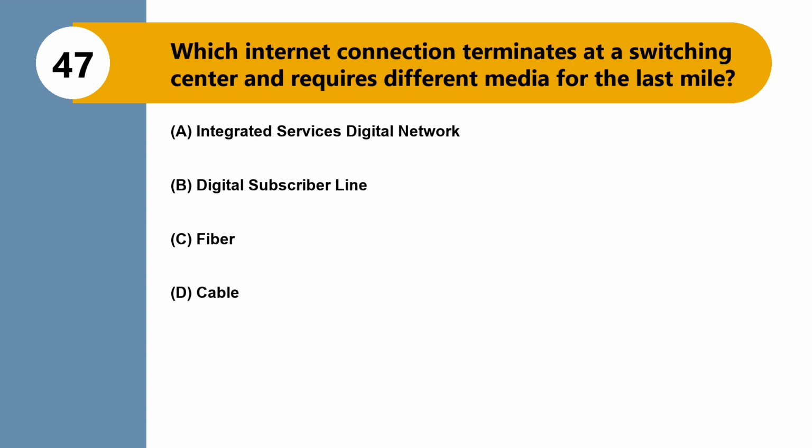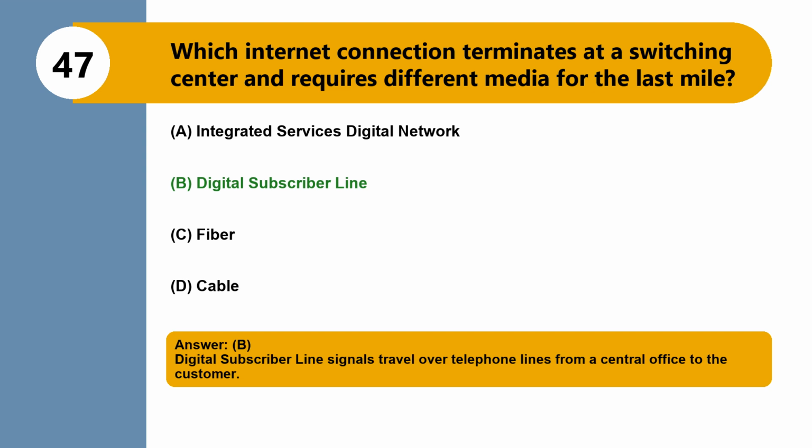Option D, cable. The correct answer is option B, digital subscriber line. Digital subscriber line signals travel over telephone lines from a central office to the customer.